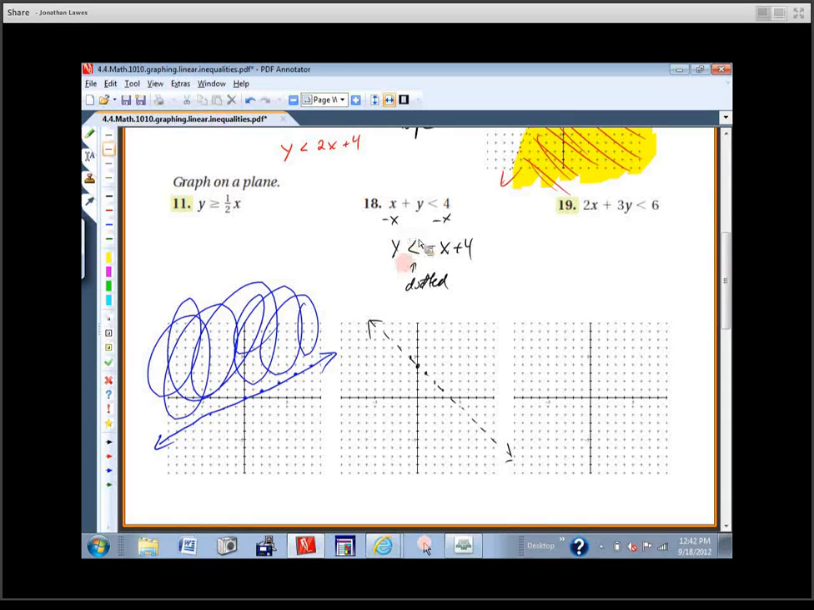Read from the variable that we're interested in. We want the y's. We want to know whether we shade above or below. So y is less than. Pencil on the line. The less than direction would be down. So we're going to shade this area right here. Okay? Any questions?